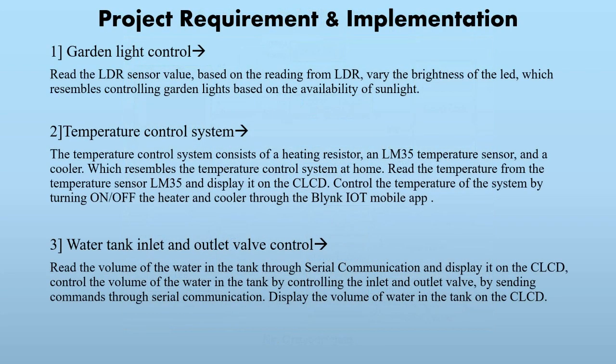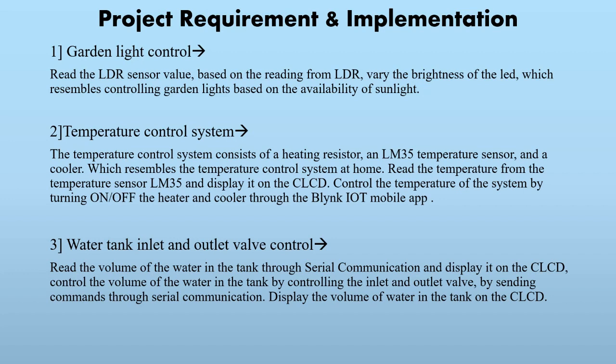Let's start with the project requirement and implementation. So in this project we'll be doing three major things. First is the garden light control. We'll be reading the LDR sensor values. Based on the reading from the LDR, vary the brightness of the LED, which resembles controlling garden lights based on the availability of sunlight. The second is the temperature control system.